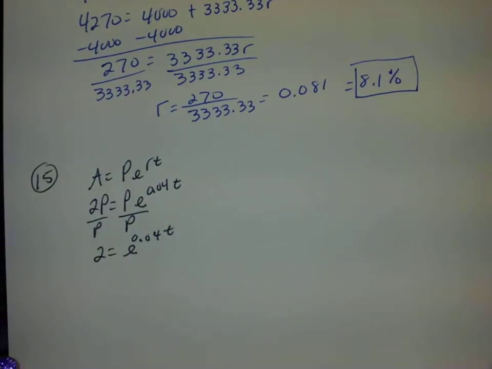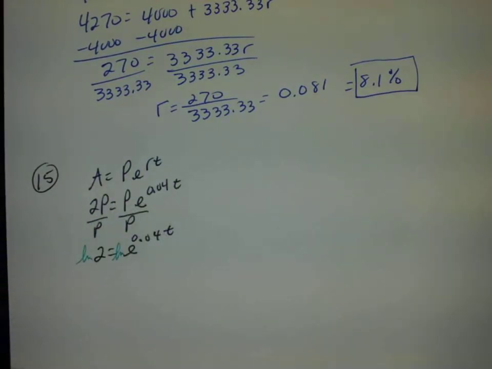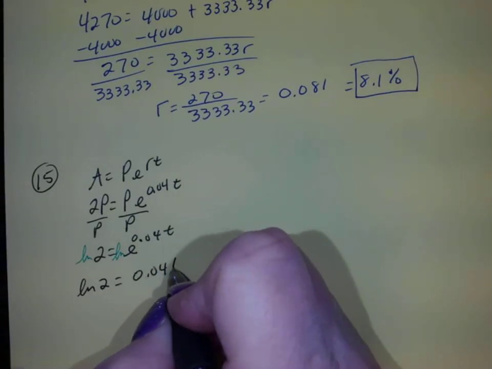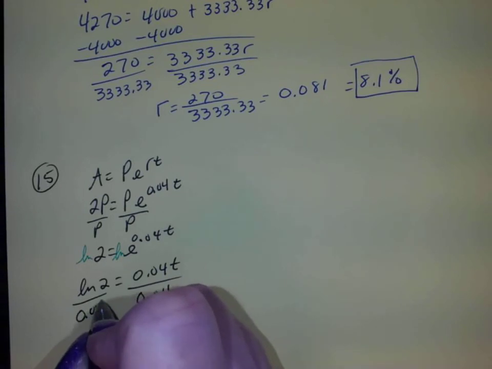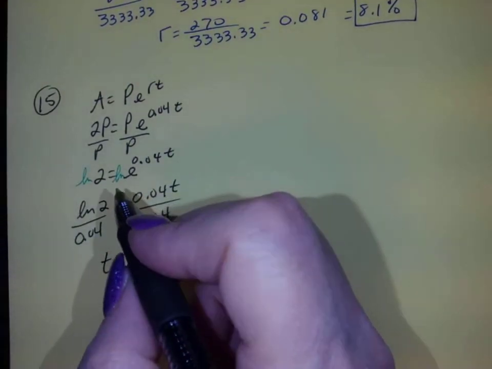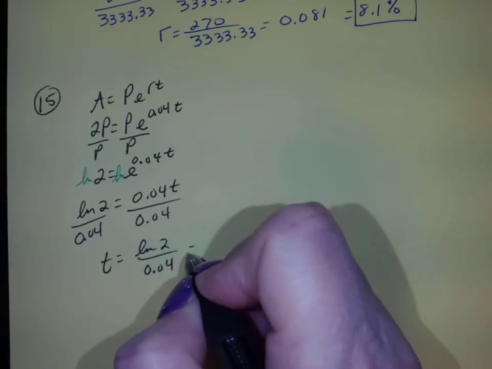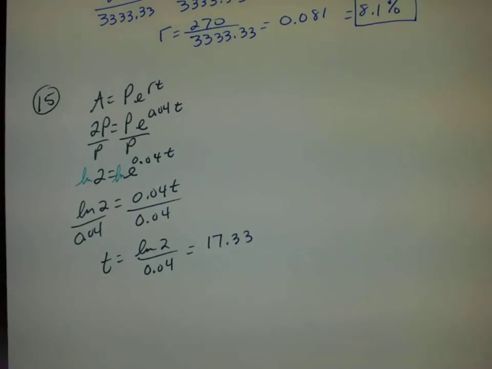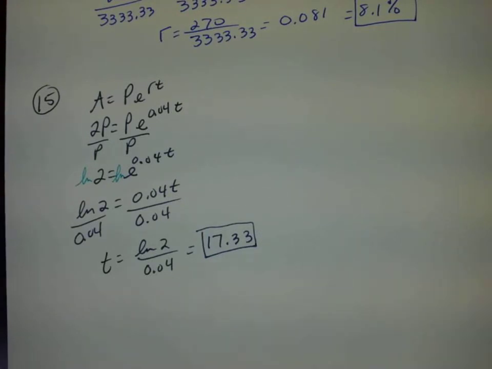And we're going to do the same thing we did earlier. We're going to take the ln of both sides. So now we have the ln of 2 equal to 0.04T. Divide by 0.04 on both sides. And our T will be equal to the ln of 2 divided by 0.04, which will get us 17.33. So the amount of time it will take is a little over 17 years.